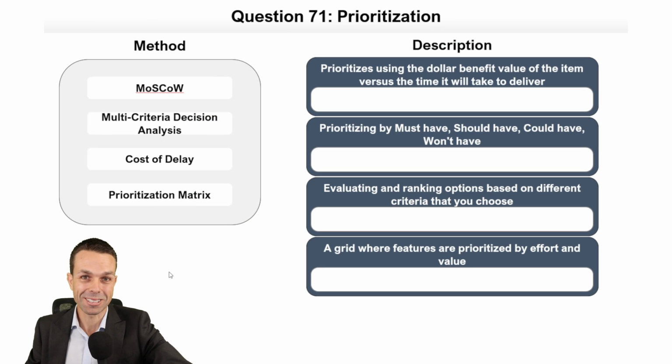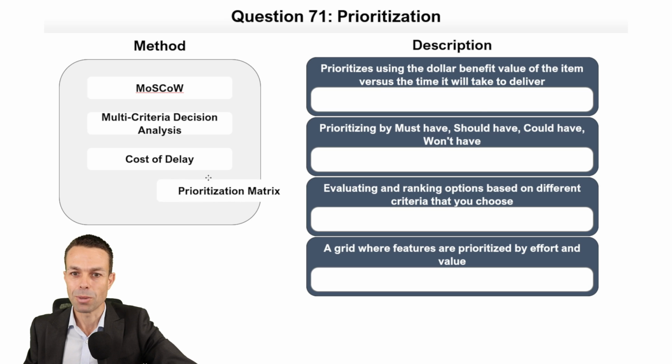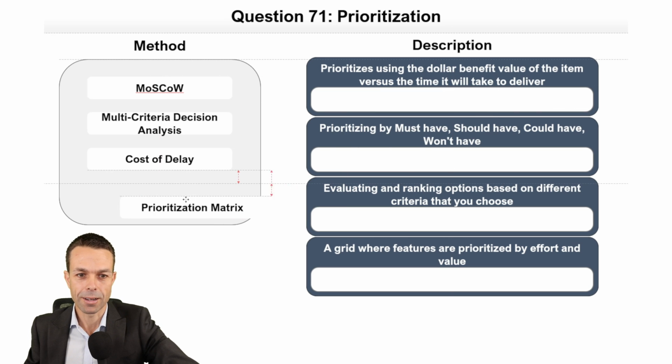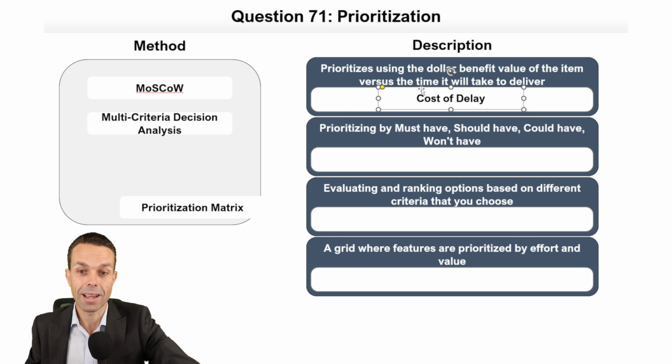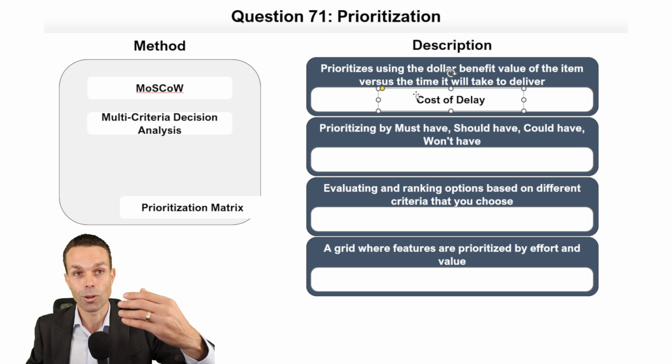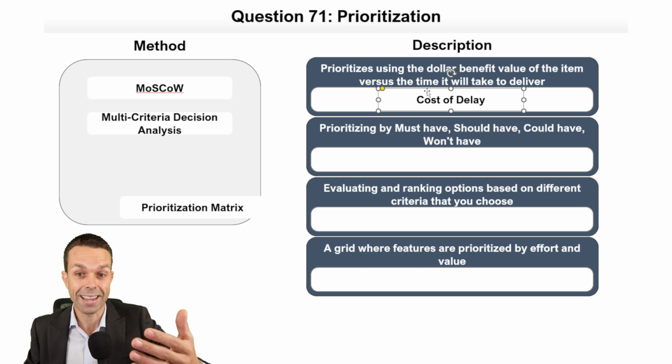Let's get into the first question. Prioritizing using a dollar benefit versus the time it will take to deliver. That sounds like a prioritization matrix, but we might have to come back to that, I'm not sure. So that could be a few things. Maybe the cost of delay? Let's check. Oh, it could actually be the cost of delay. Let's go with that one. I think that's more likely. The dollar benefit we use, and then we check that against how long it's going to take. So how long that benefit is going to be delayed.